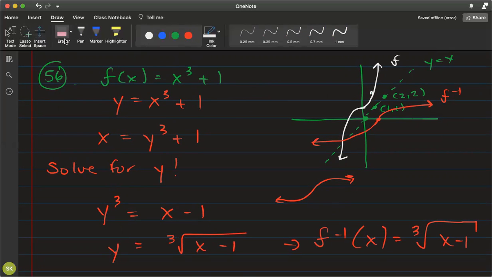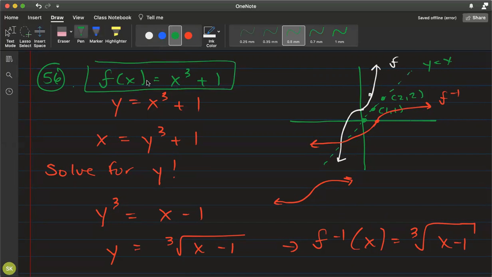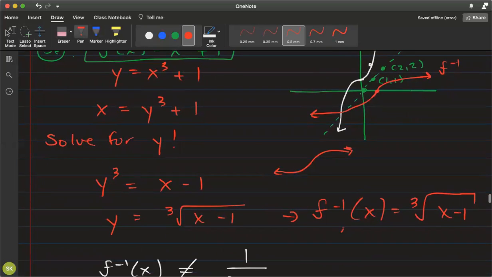Let's talk about the domain and the range. Well, we could look at the graph and tell the domain and the range. But let's just look at the function. This function here. Do we have any square roots or fractions? No. So the domain is all real numbers. And because its domain is all real numbers, the range of this function is all real numbers.